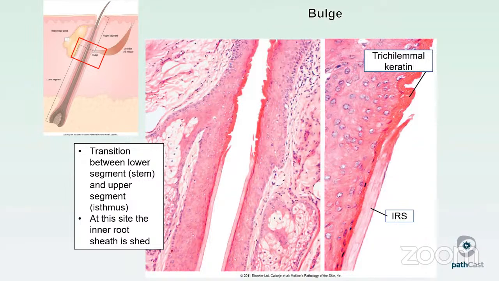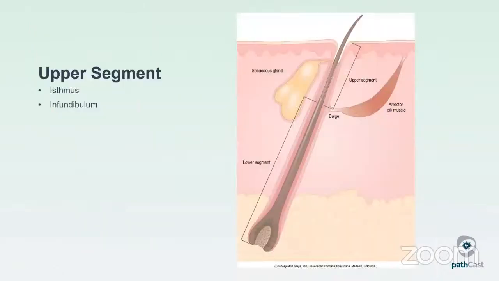So the outer root sheath is abruptly keratinizing to make this pink chunky keratin, which is going to let us know that we're in our isthmus. So the upper segment is, again, the isthmus and the infundibulum. We're now focusing on this area.